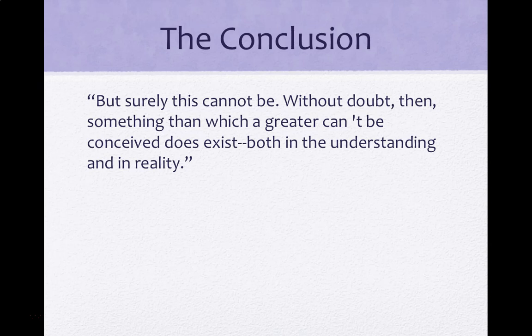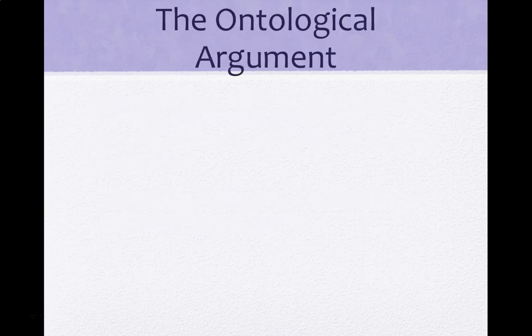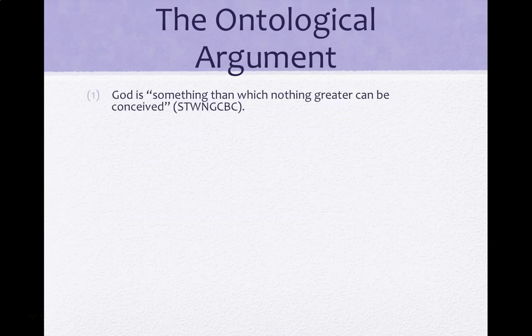But surely this cannot be. That's the part where Anselm's saying this is a contradiction. Without a doubt, then, something than which a greater cannot be conceived does exist, both in the understanding and in reality. Right? This can't be, so God must exist, both in our understanding and in reality. And this gives us the ontological argument.